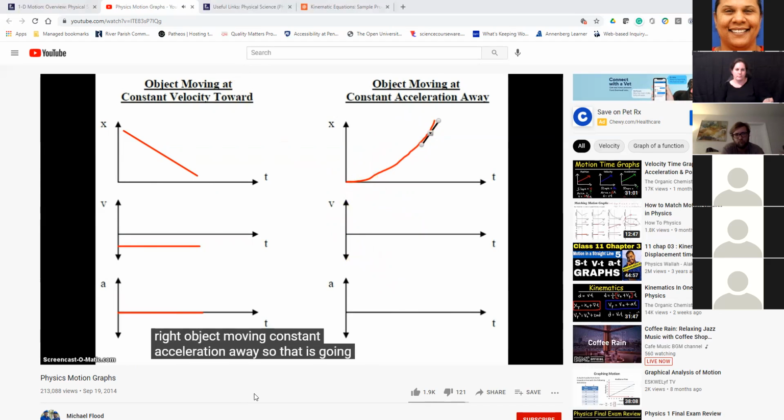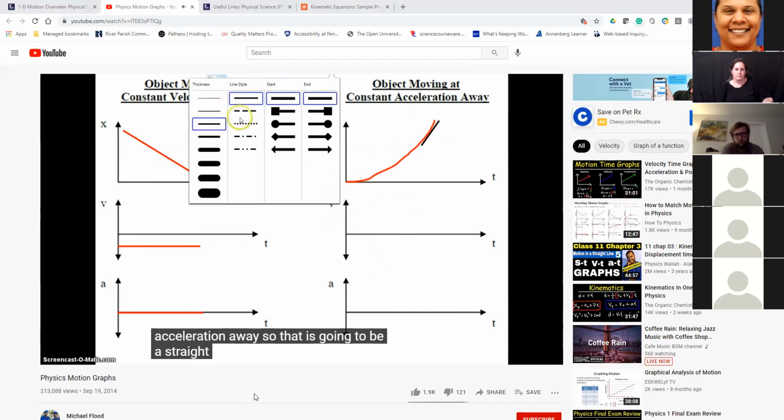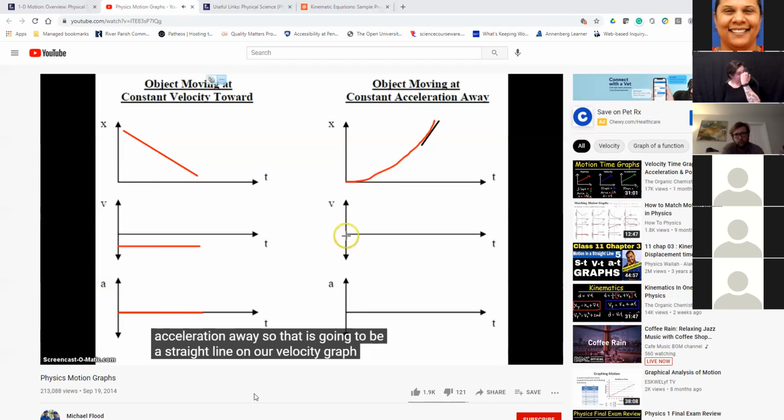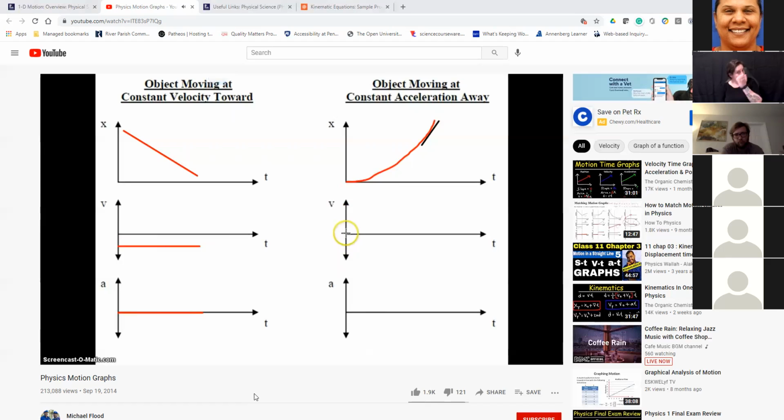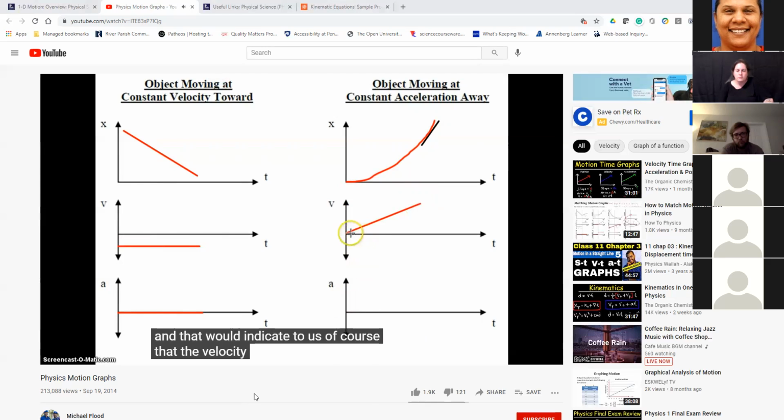Okay. All right, object moving with constant acceleration away. So that is going to be a straight line on our velocity graph, positively sloped. And that would indicate to us, of course, that the velocity is increasing at a constant rate, therefore constant acceleration. And as we reviewed earlier, it's above the t-axis, indicating to us that the object is moving away from the point of origin.